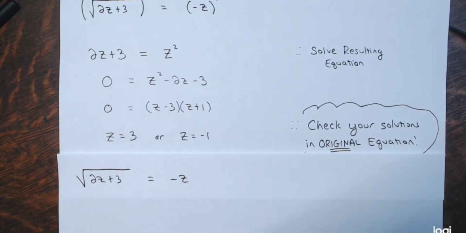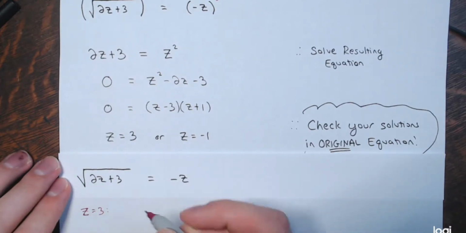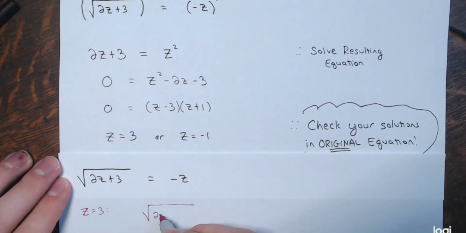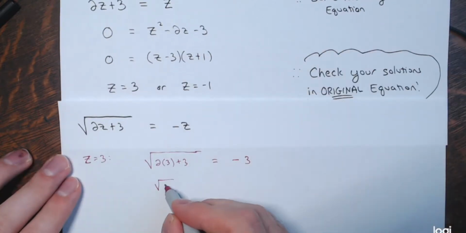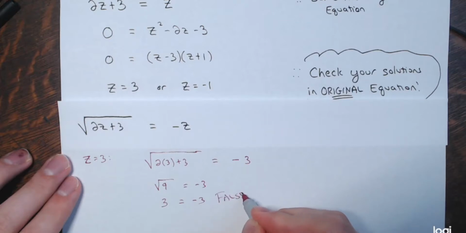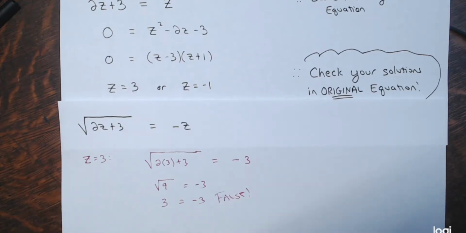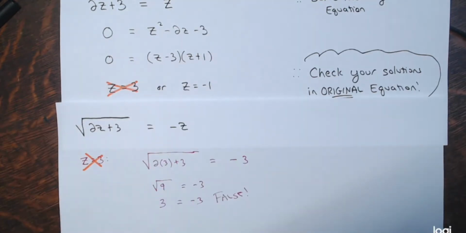Alright, so let's start with, we'll check z equals 3. We have the square root of 2 times 3 plus 3 equals negative 3. Well, this isn't going to happen. Because over here we have the square root of 9 equals negative 3. Remember, this is 3. When you see this symbol, that's the positive square root. That's 3 on the left side, we got negative 3 on the right side. That is false. So this is no good. Z equals 3, remember, that's what they call an extraneous solution.